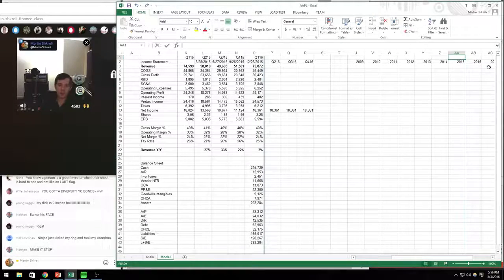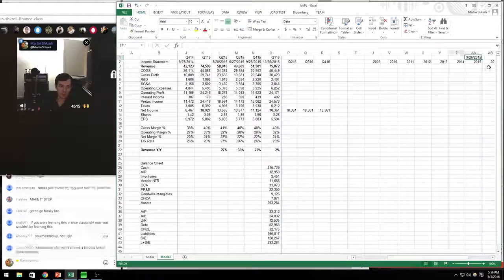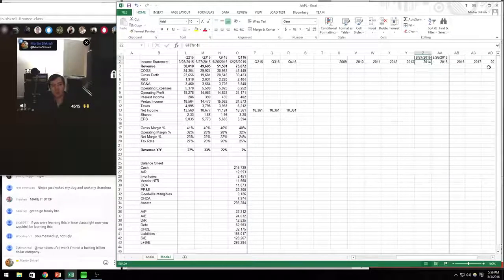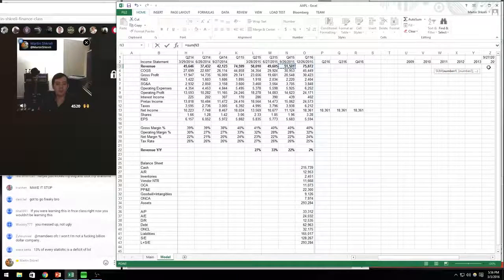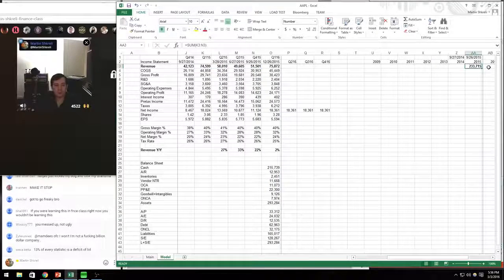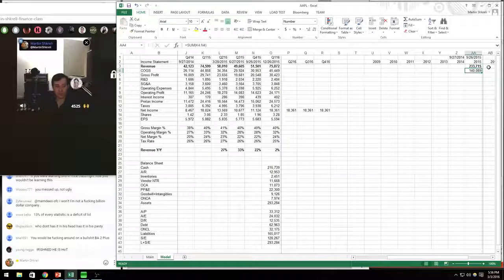It's the year that ends in 9/26/15. So Apple has this wonderful policy of having these kind of offbeat fiscal years, like the government's fiscal year, right? It ends in a different period. So the way we're going to tally these is going to be kind of interesting. We'll do equals sum, and we can see that Apple generated $233 billion of revenue in fiscal 15.